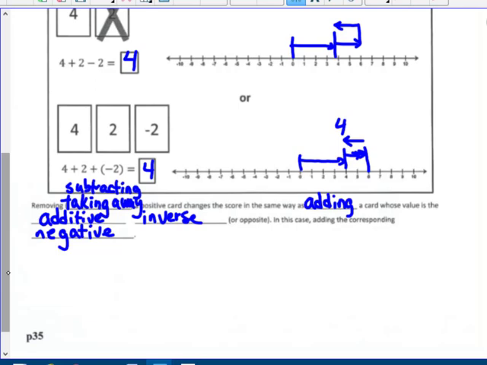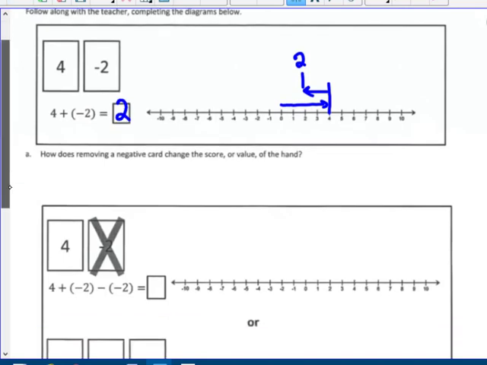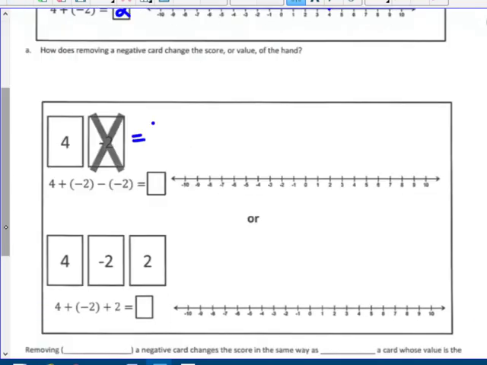You're still at 4. So when you have a 4 and a negative 2, it looks like this. So you have 4 and negative 2. Negative means go left. The value of my hand is 2. 4 and adding a negative 2 will get me to 2. 4 and negative 2, this equals 2, right? Getting rid of this card, meaning discarding it, I'm going to be at positive 2.